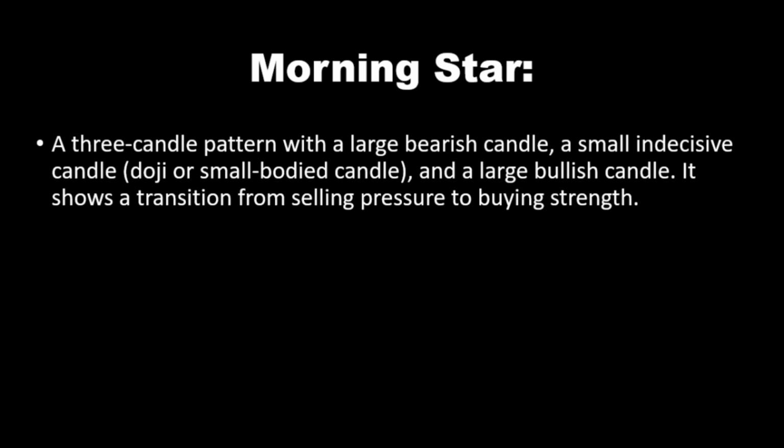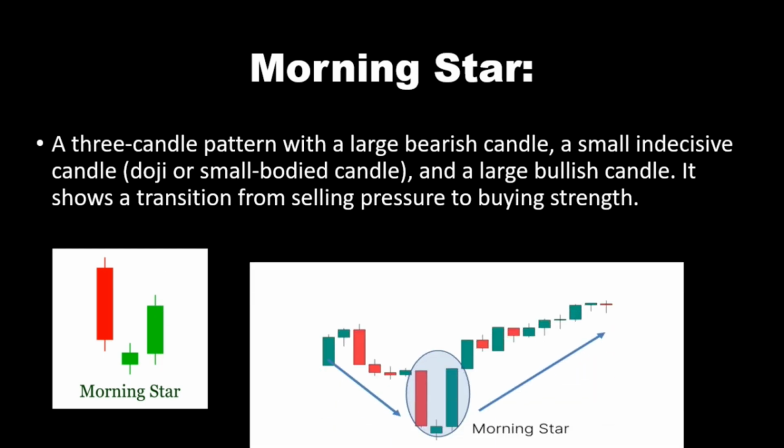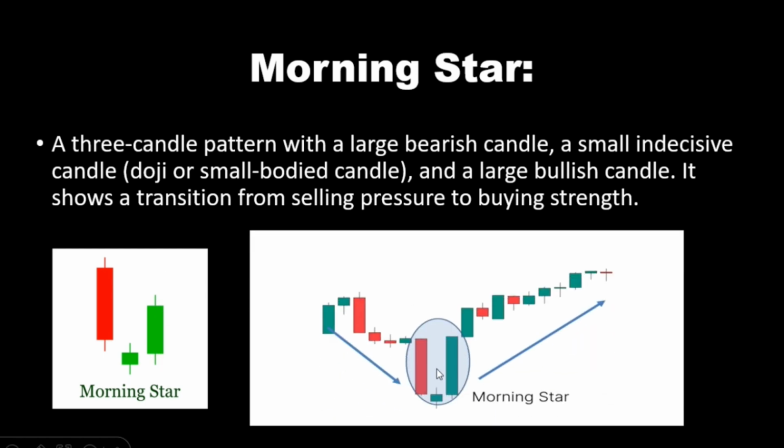Now we are talking of 3 candle patterns with a large bearish candle, a small indecisive candle, and a large bullish candle. It shows a transition from selling pressure to buying pressure. This is exactly what we are talking about. Bearish comes down, then an indecisive candlestick, then the bullish comes up. Let's see how it works here. You can see this is called the morning star. Comes evening, and the morning star gives rise to the next day. That is exactly what it is.